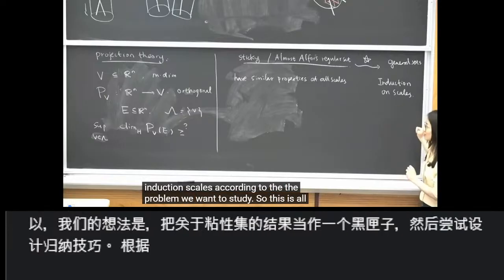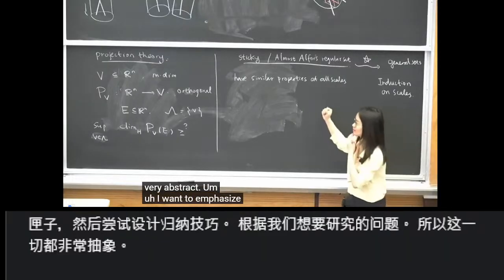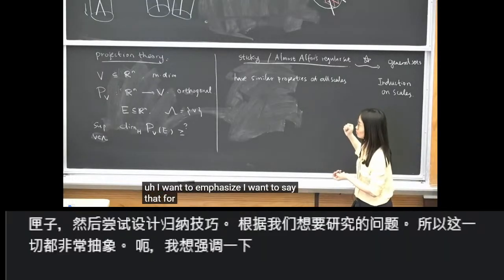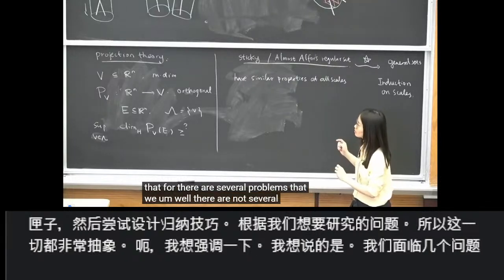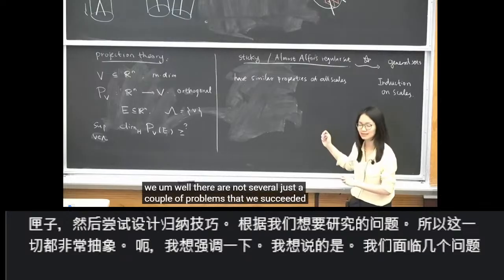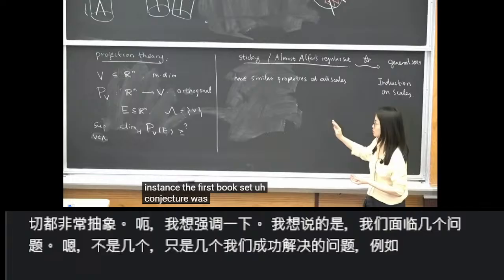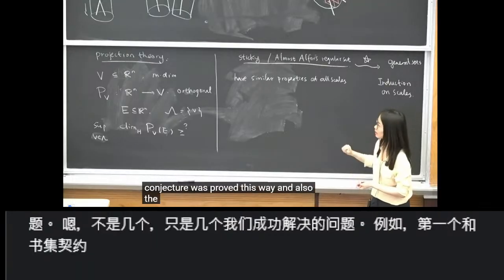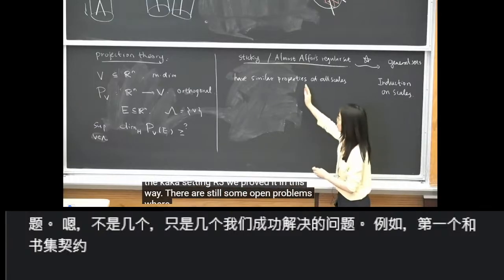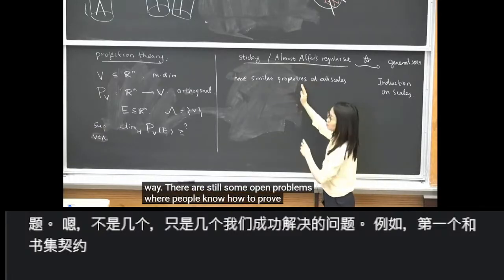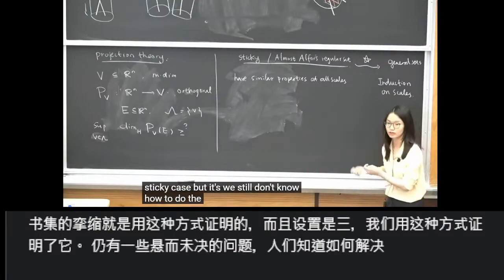So this is all very abstract, I want to emphasize. There are just a couple of problems that we succeeded on. For instance, the Furstenberg set conjecture was proved this way, and also the Kakeya set in R3, we proved it in this way. There are still some open problems where people know how to prove the sticky case, but we still don't know how to do the general case.